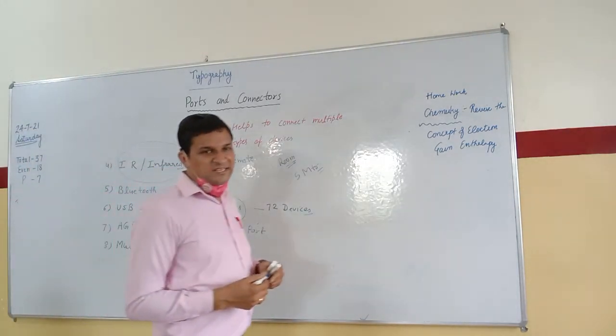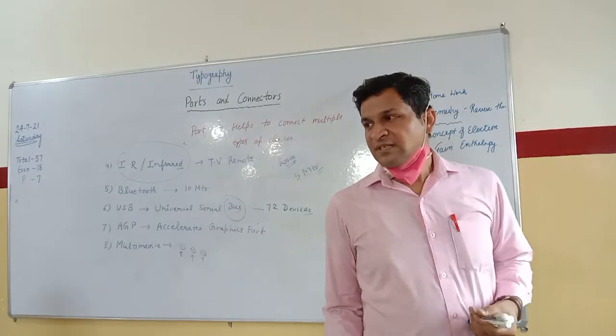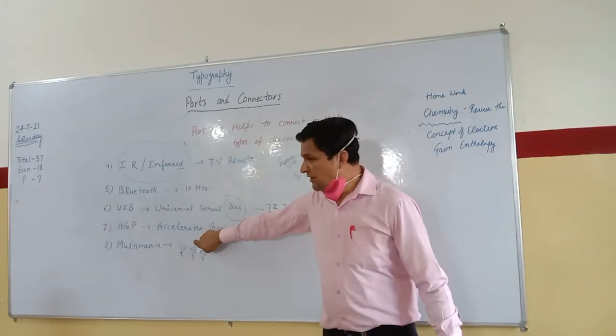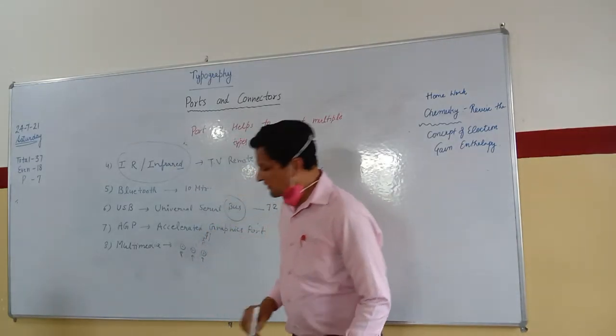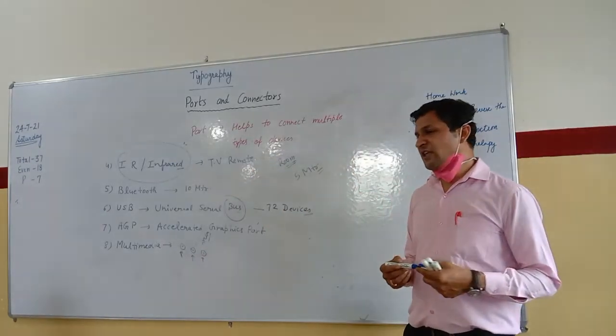Multimedia ports are used to connect the audio and video devices. Generally we connect the speaker in the middle port, and the color of the middle port is green. The green port is always used for connecting the speaker.